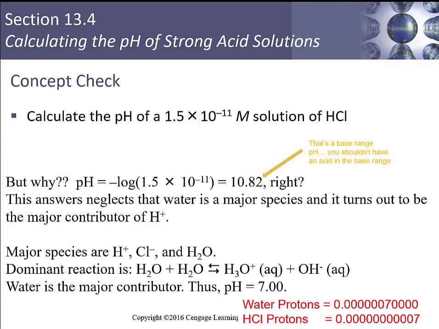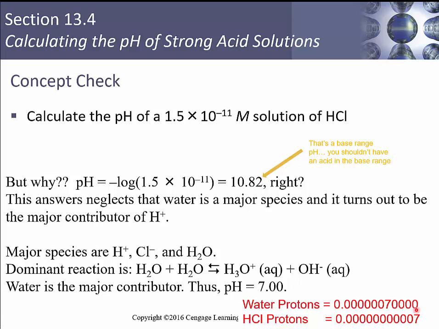Now let's look at the pH of a 1.5 times 10 to the minus 11 molar solution of HCl. Well, if I go through and I do that math, the pH is going to be minus log of 1 times 10 to the minus 11, which is going to be 10.82, right? Is it right? Well, that's the pH range of a base, and you shouldn't have an acid in that base range. This answer neglects that the water is a major species, and it turns out to be the major contributor of H+.